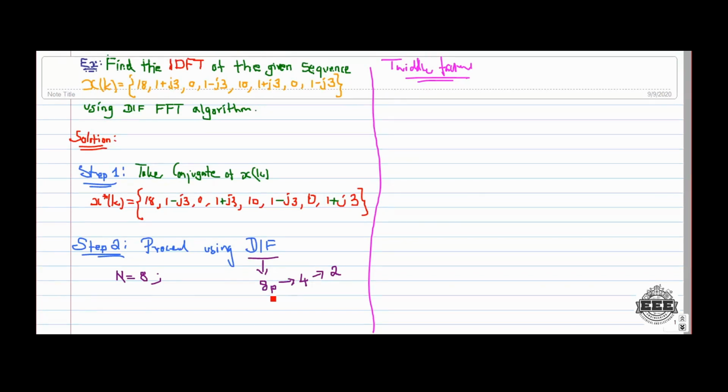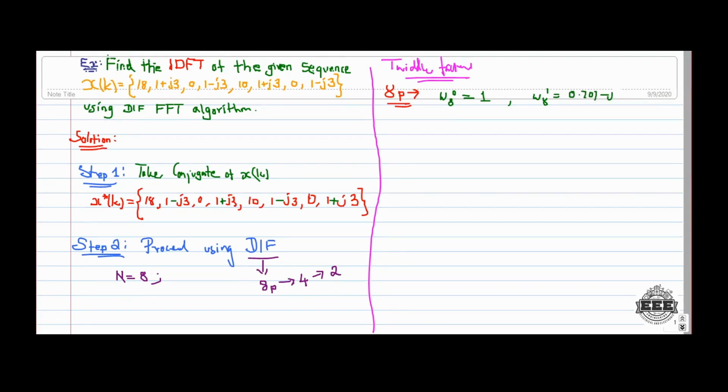So straight away we will write all the twiddle factor formulas. What is the twiddle factor formula? If it is 8 point, how many twiddle factors will be there? For an 8 point sequence, there will be N by 2, that is 4 twiddle factors. So what are all the twiddle factor values? Omega 8 power 0. What is the value of omega 8 power 0? That is 1. And then omega 8 power 1. What is the value for omega 8 power 1?